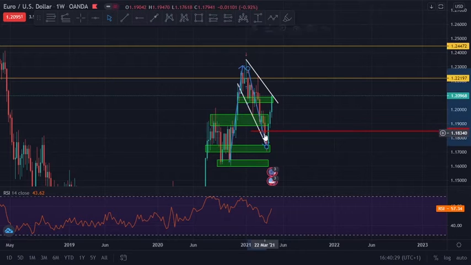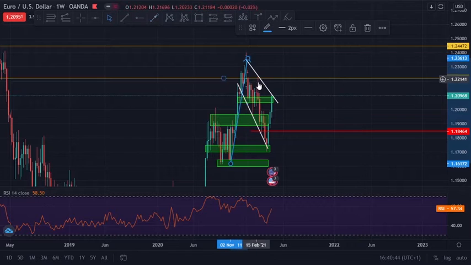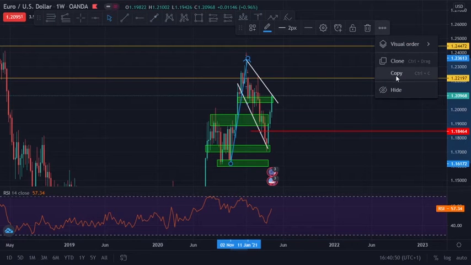Or let me bring out my ABCD pattern too. I don't think I have it on my watch list here. Now let me draw something. Let me bring an arrow too. If you look at this arrow, this is like A to B. Now this other one, let me duplicate it.